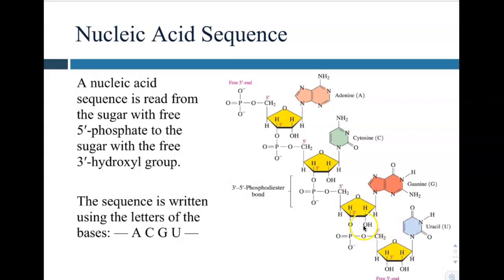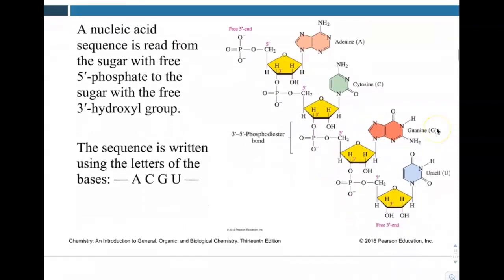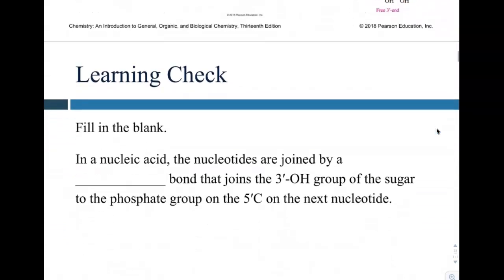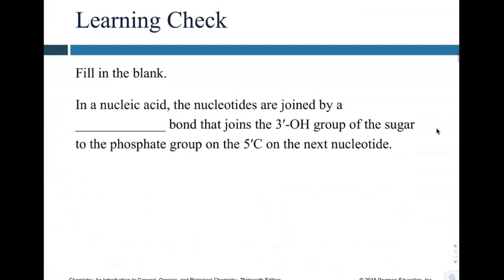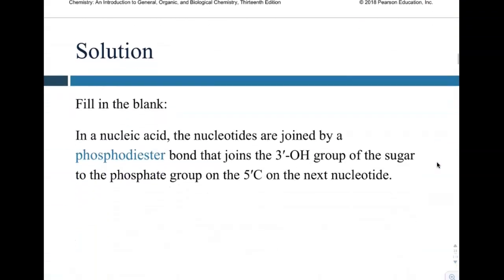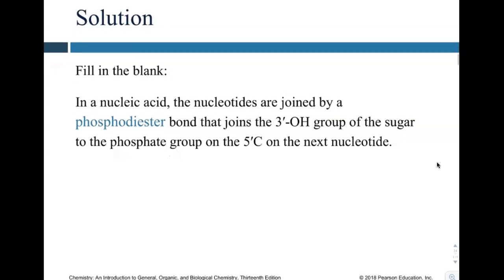We also have the oxygen on carbon 2. So carbon 2, you can see that oxygen. In deoxyribose, carbon 2 has no oxygen. So what goes in the blank is a phosphodiester bond that we're bonding here.